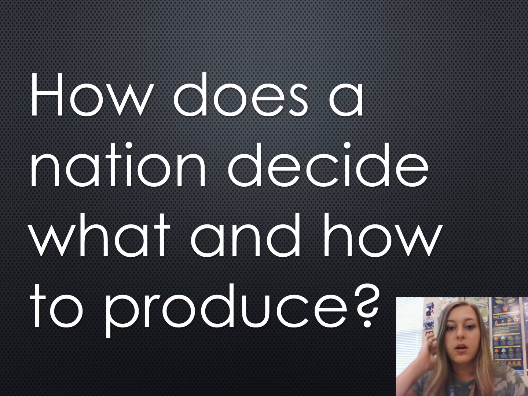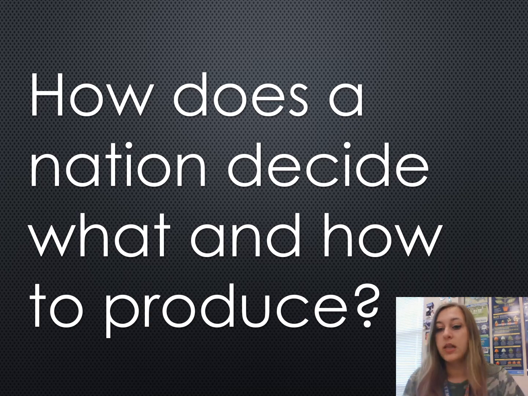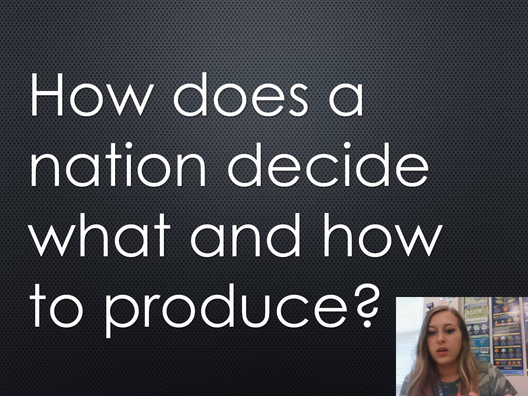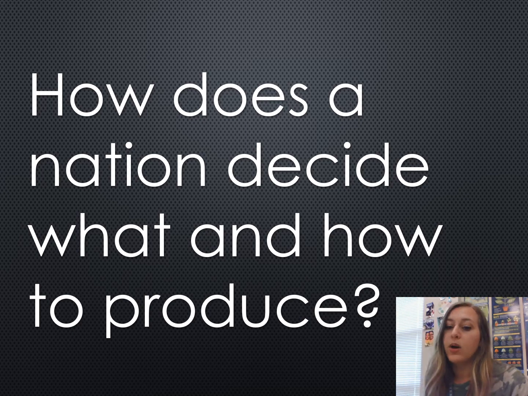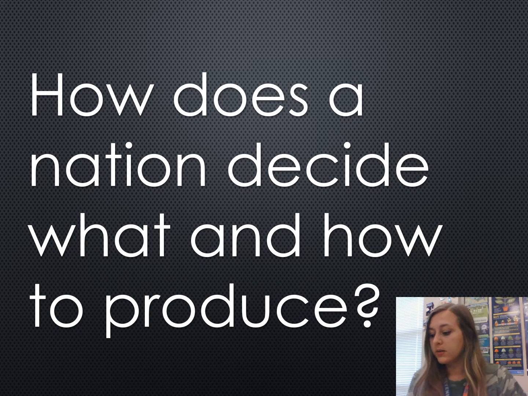All right, so how does a nation decide what and how to produce? This is such a huge question that tons of economists are working on all of the time, but the short answer I'm going to give you is that they use production possibilities curves. They look at the available resources and they help determine the alternative ways that that country or that economy can use those resources in a way that can be efficient and best meet consumer demand.